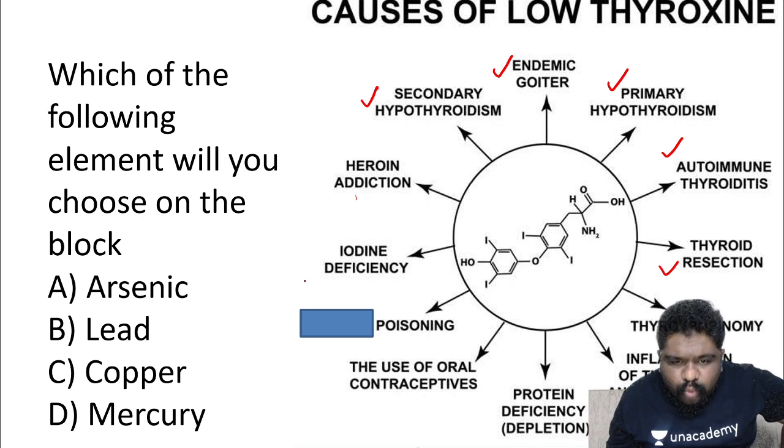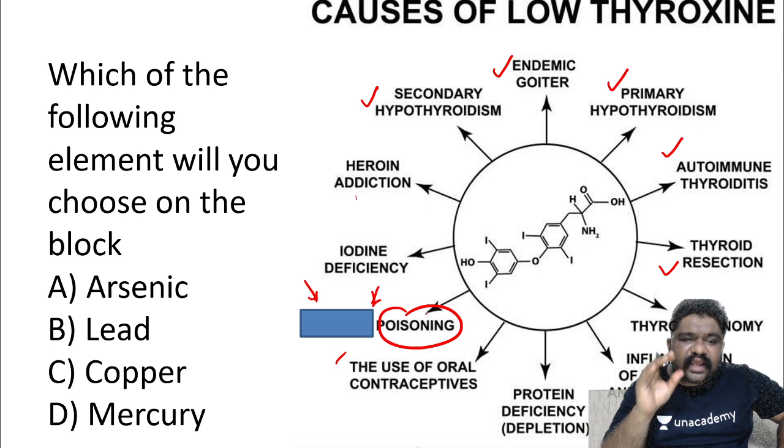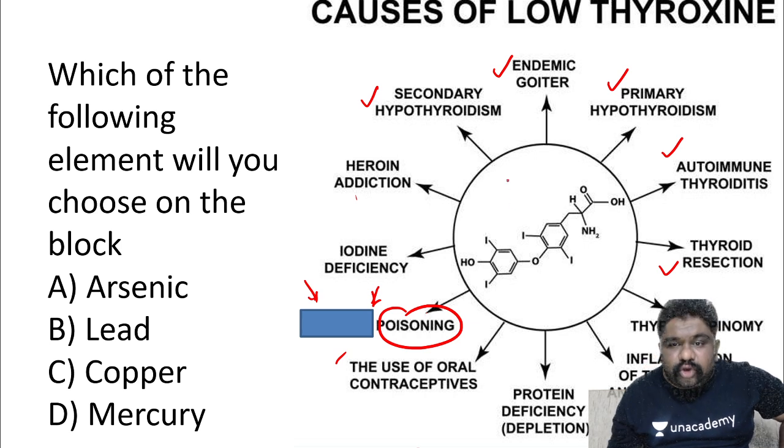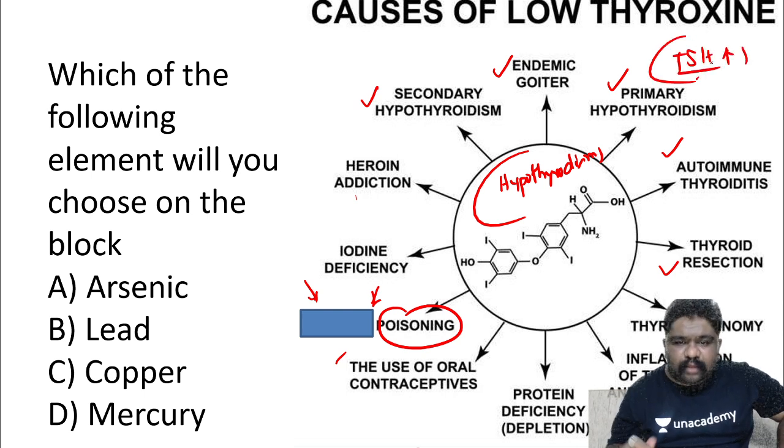There I have blocked one particular picture and asked what is hidden under the block. They are saying it's a poisoning. What kind of poisoning can cause low thyroxine? Low thyroxine can sometimes be called hypothyroidism, though how do you actually make a diagnosis of hypothyroidism? Only when the TSH levels are elevated can you call it hypothyroidism. But right now, think about it. What poisoning can actually cause this?